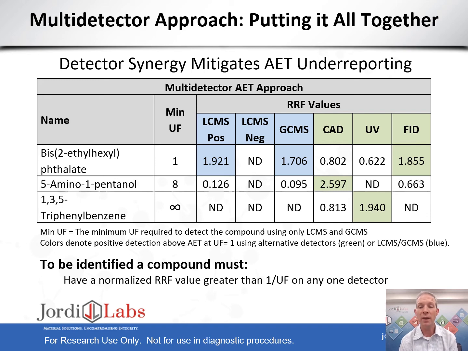If we use CAD and UV, we see that the values are below 1. That means some UF would be required, and in this case, a UF of 2 would be sufficient to make sure that these compounds register as above the AET on those two detectors.